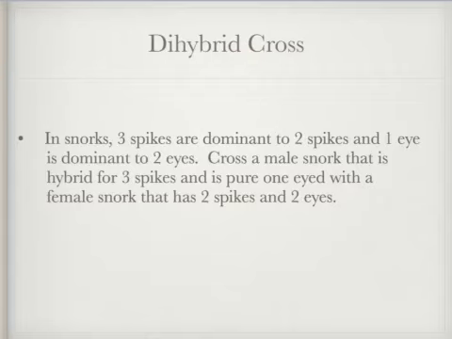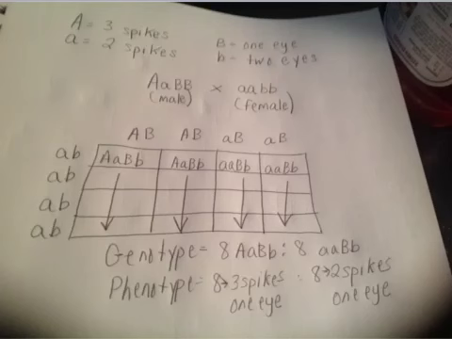My dihybrid cross, it says in snorts, 3 spikes are dominant to 2 spikes, and 1 eye is dominant to 2 eyes. Cross a male snort that is hybrid for 3 spikes and is pure 1-eyed with a female snort that has 2 spikes and 2 eyes. So there's the problem that I created. And you can see on this page, I actually worked out the dihybrid cross that I created in my problem. And you do have to do that. Okay?